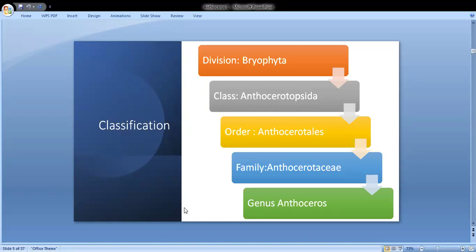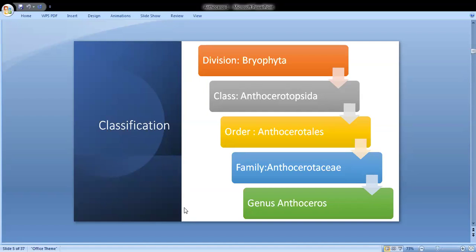The sex organs of Anthocerotopsida are embedded in the thallus. The male sexual organ is called antheridium, and the female sexual organ is called archegonium. The sporophyte consists of foot and capsule. Seta is absent. That is the special character of Anthocerotopsida. The capsule contains spores and pseudo-elaters. In Marchantia, we observed elaters in the capsule, hygroscopic in nature, diploid cells, which absorb water and push the spores outside the capsule. That is the elater's function.